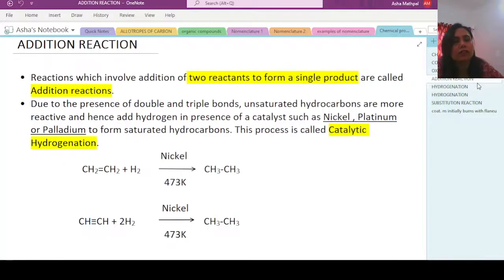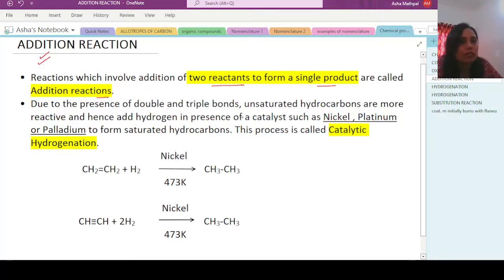The next reaction is called the addition reaction. As its name tells us, addition means addition simply. So a reaction in which two reactants get combined to form a single product is called an addition reaction. This definition you are also aware of from chapter 1.